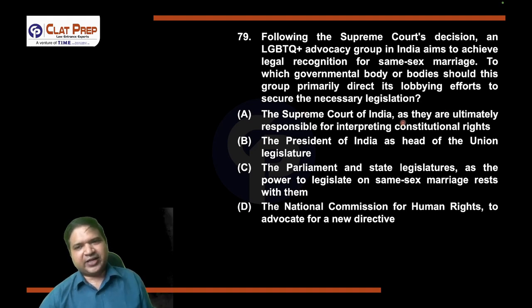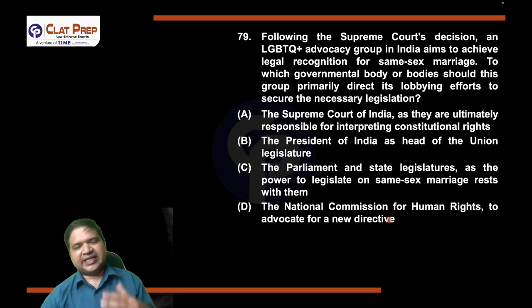Option A: The Supreme Court of India, as they are ultimately responsible for interpreting constitutional rights. Option B: The President of India, as head of the Indian legislature. Option C: The Parliament and the state legislature, as the power to legislate on same-sex marriage rests with them. Option D: The National Commission for Human Rights, to advocate for a new directive.